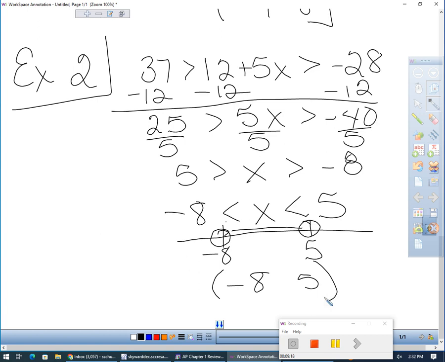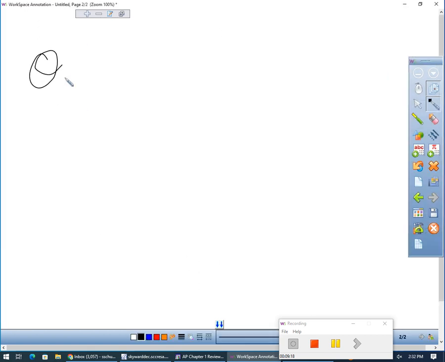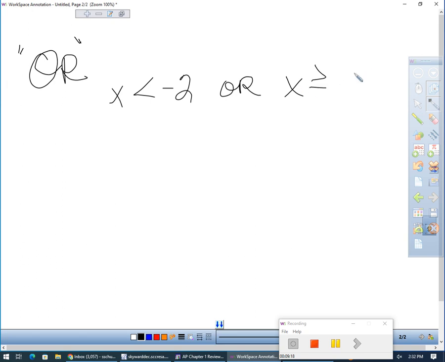All right, so let's go to OR. OR is the easier one. Let's talk about OR. Remember I said that OR has solutions that fit one or the other one, right? When we graph an OR problem, they go in opposite directions. So let's talk about that a little bit. If I have, let's say, x is less than negative 2, or x is greater than or equal to 5. Not yet. I'm talking about OR first.